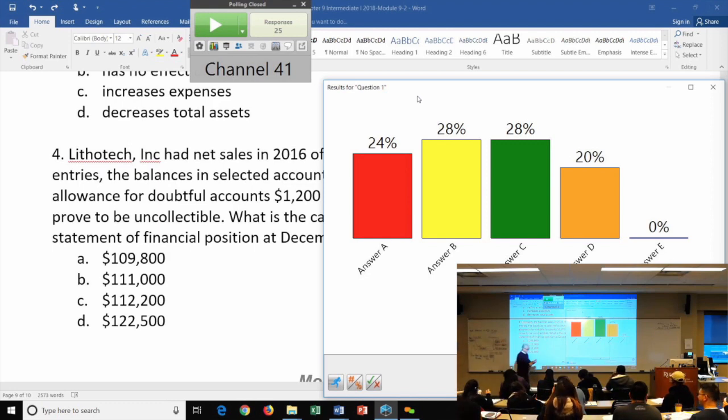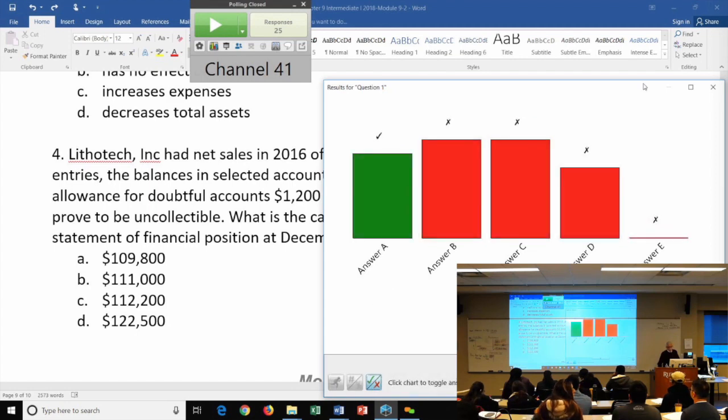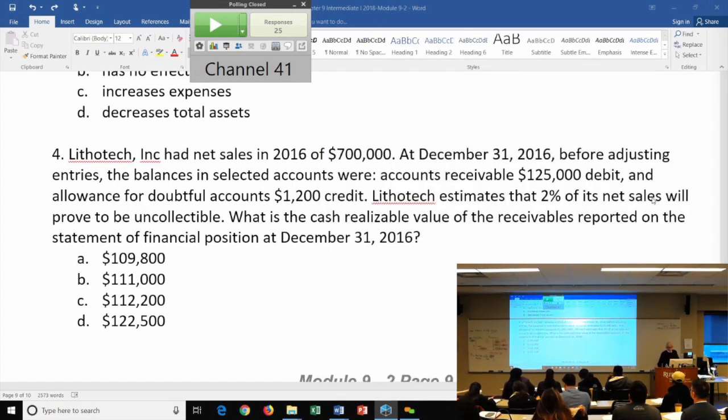Now again, I'm not getting graded on these, but I'm just keeping track, and that's what we need to do. Yes? So how do you know which method you use? You're given the method here. It tells you that they are using a percentage of sales method. I could have given you an aging, or I could have given you a percentage of receivables. There's a difference: percentage of sales versus percentage of receivables. If this was percentage of receivables, then it would have been a balance sheet approach.